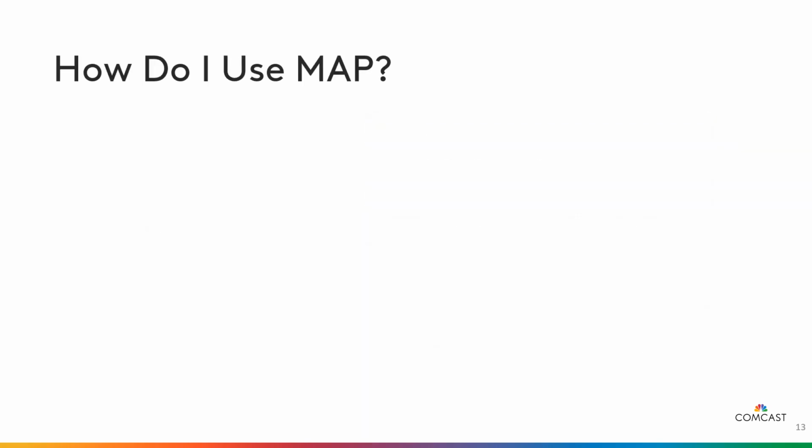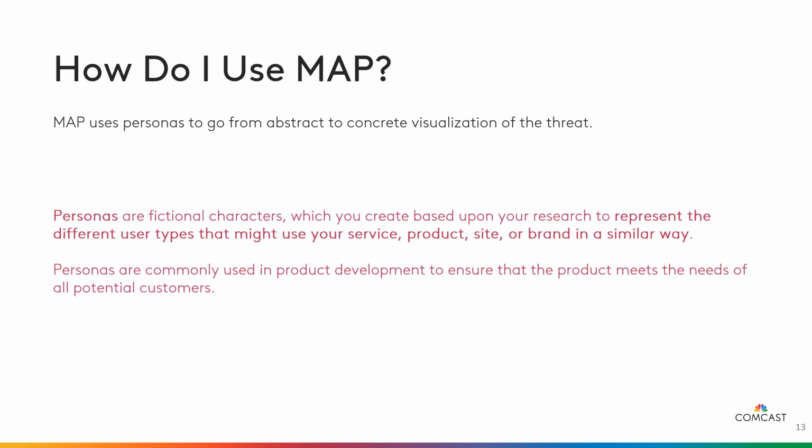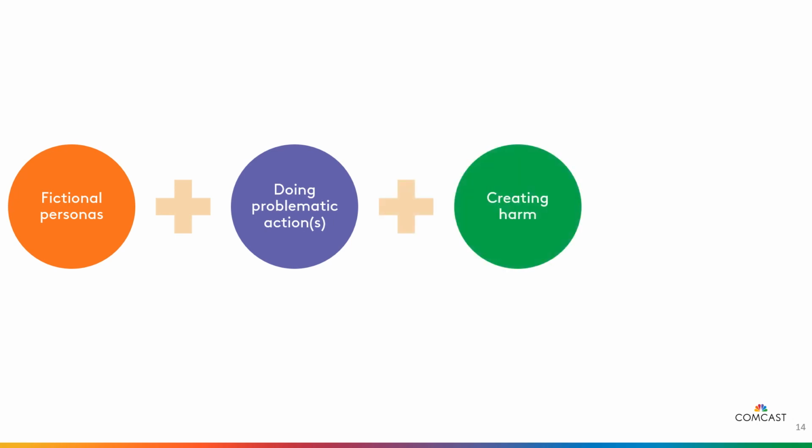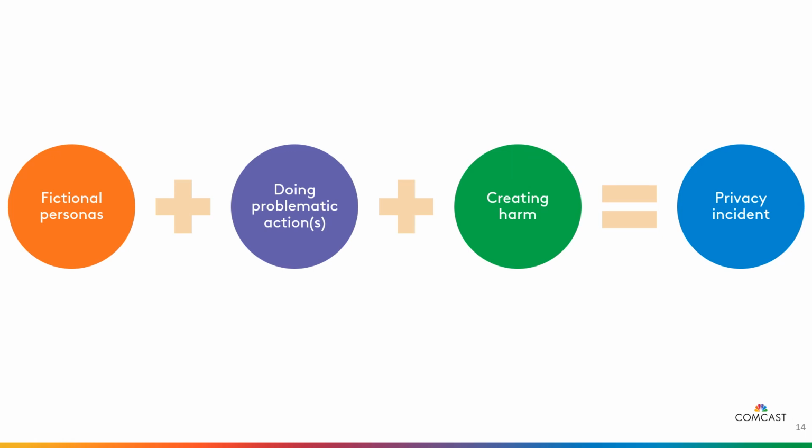From this abstract framework to a more concrete visualization of threats, we use personas. Personas are fictional characters who represent the different user types that might use your service, product, site, or brand. In our case, we use threat personas to find cases for misuse. We use personas based on our threat actors from MAP, doing problematic actions that result in a privacy harm. The combination of these three elements cause a privacy incident.